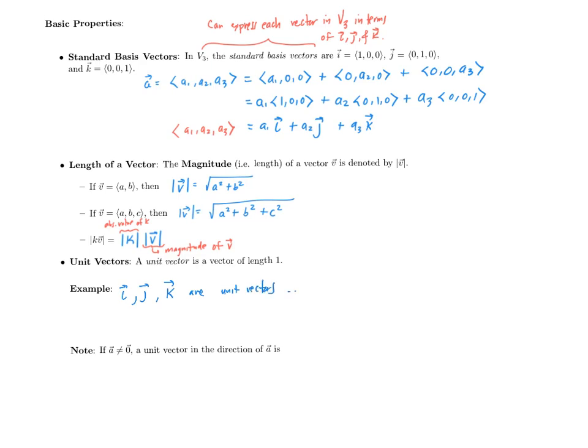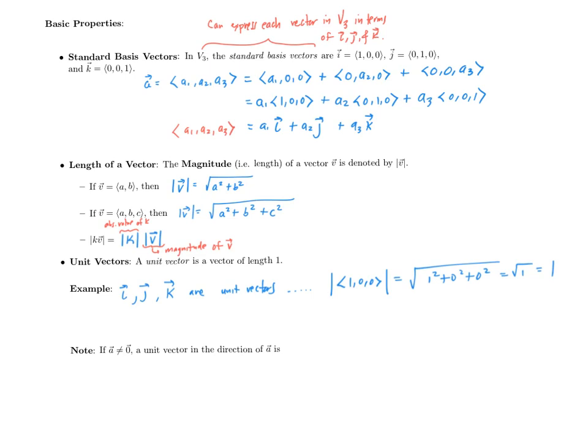And if you're unsure why that's the case, note if we wanted to find the length of, let's say, i, that would be the square root of 1 squared plus 0 squared plus 0 squared, which is the square root of 1, so it has unit length.